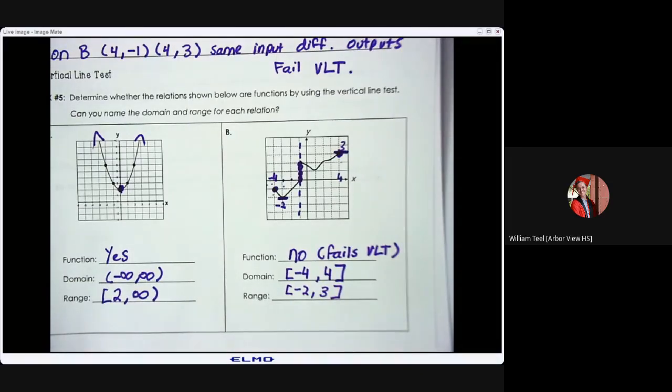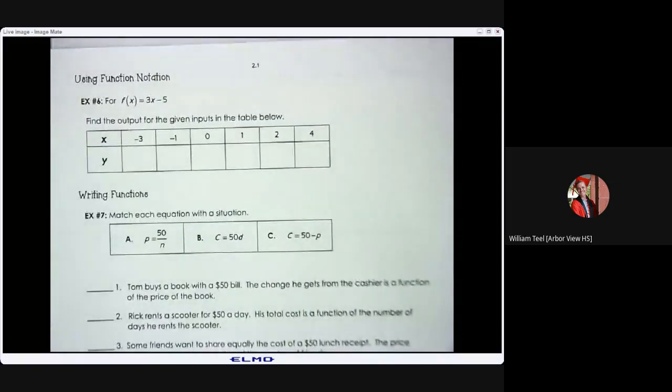All right, let's go ahead and move on to the next page. Example number 6: I have f of x is equal to 3x minus 5. Find the output for the given inputs in the table below. I'm actually going to use my calculator here just to plug them in. You can do these by hand easily, but if you have a calculator, just plug it in.